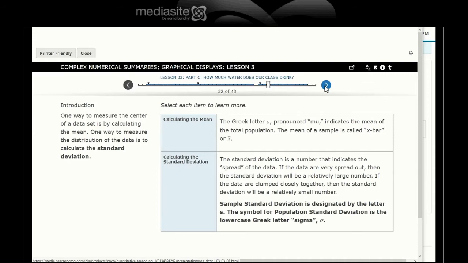Sample standard deviation is designated by the letter S. Okay, sample, S. Population, sigma, Greek. The standard deviation of the sample is just a letter. So let's see, we have mu and x bar, sigma and S. Population, sample.